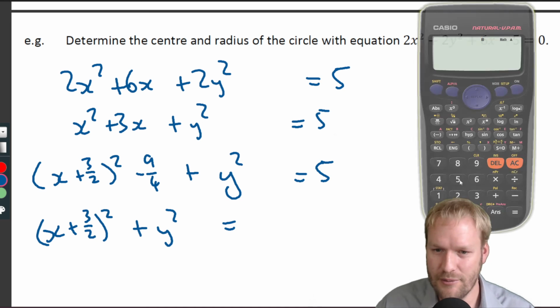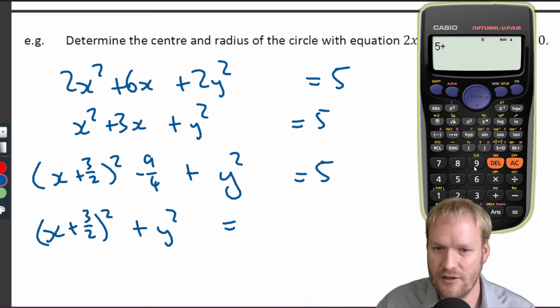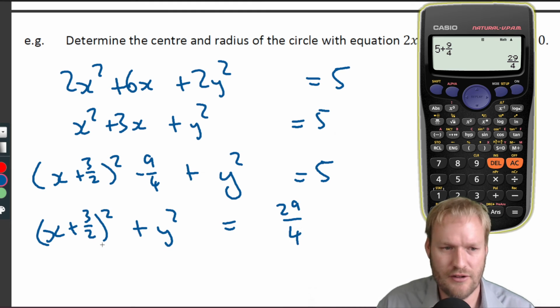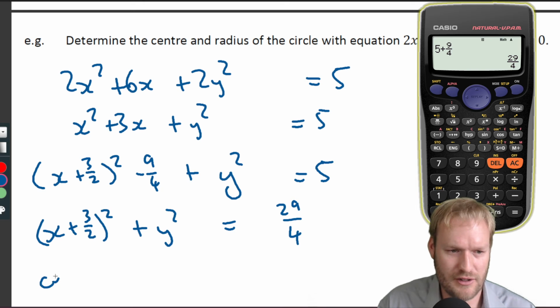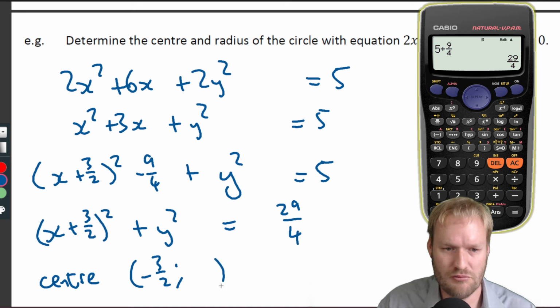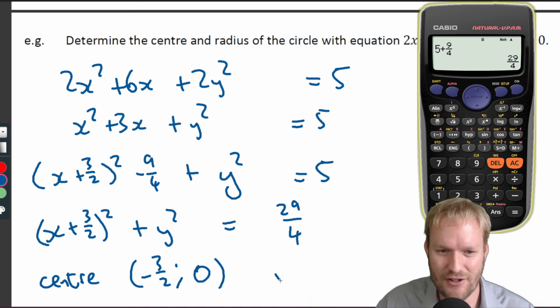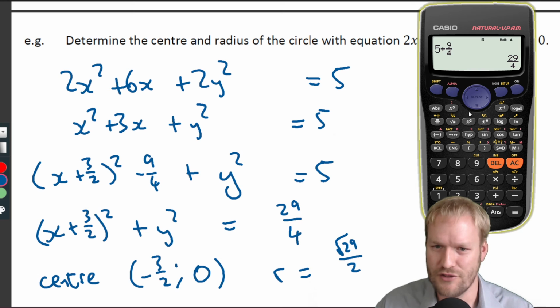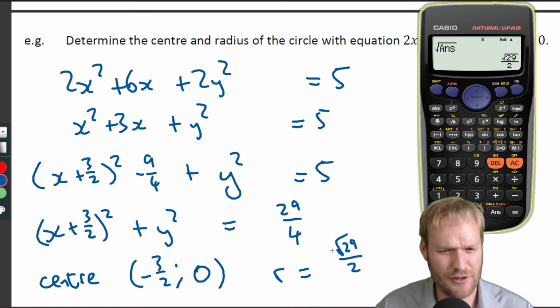Let's get our friend up here. 5 plus 9 over 4. 29 over 4. So our center is at minus 3 over 2. Y value? Well, 0, because it's like y minus 0. And our radius is the square root of that. We could have just said the square root of that. Well, the square root of 4 is 2.